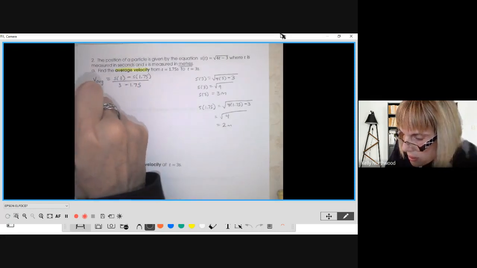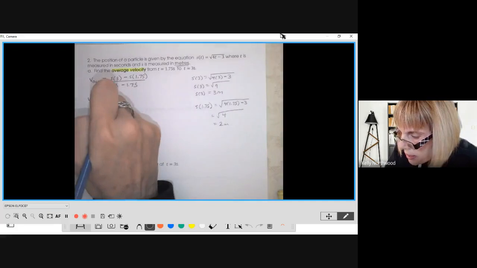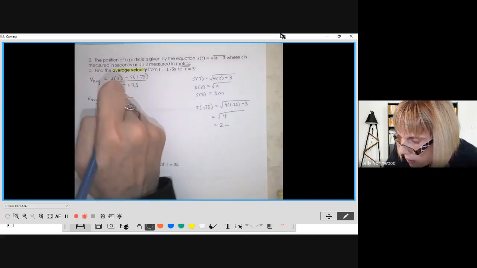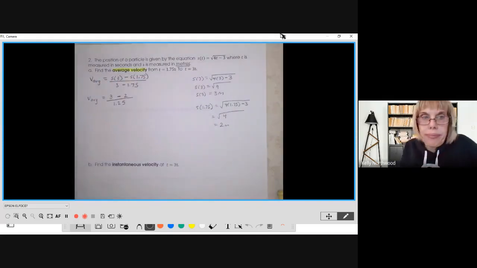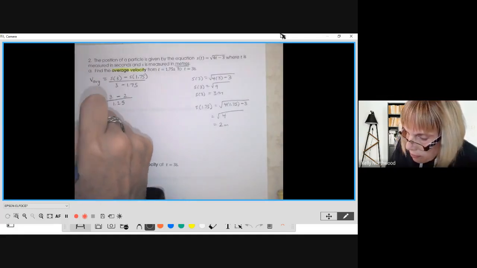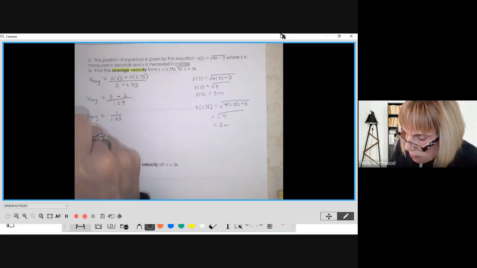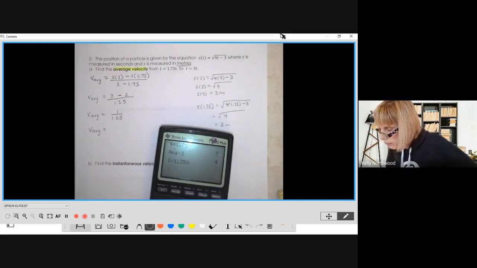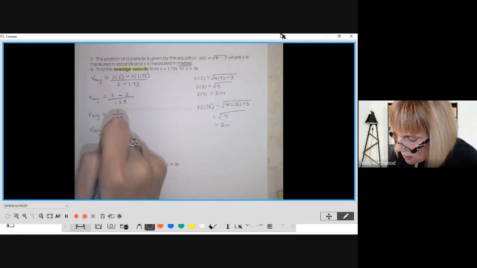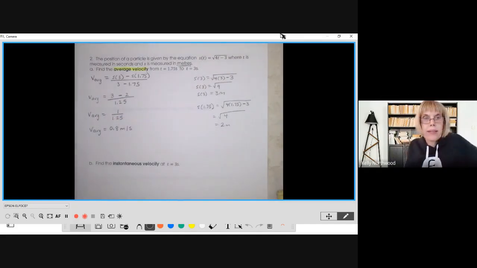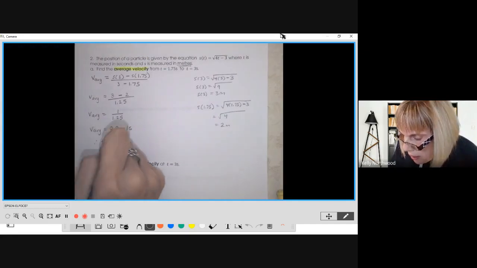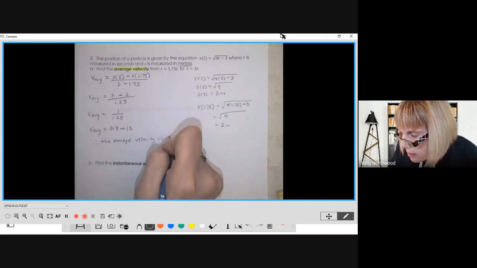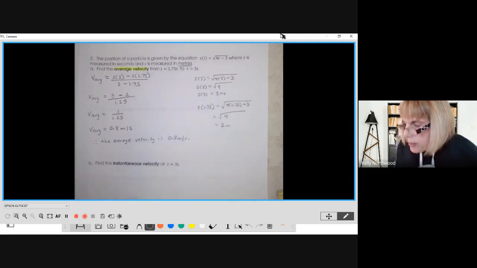So then we can substitute those in. So s at 3 is 3. S at 1.75 is 2. 3 minus 1.75 is 1.25. 0.8, and then it's meters per second. Therefore, the average velocity is 0.8 meters per second.